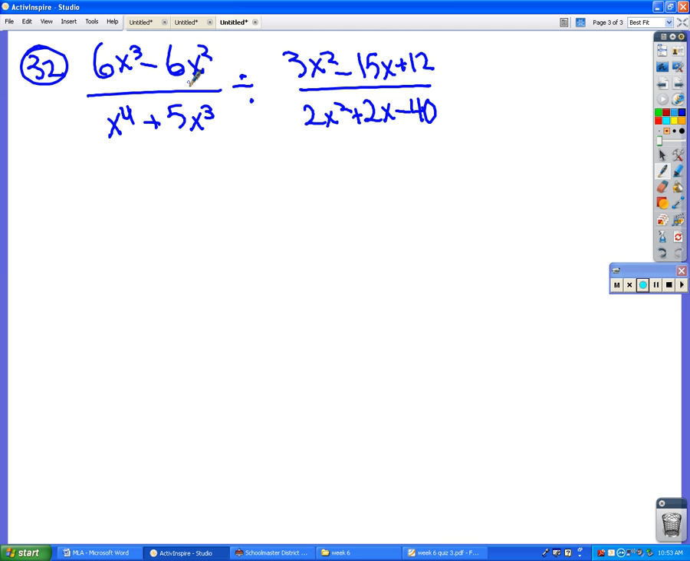What can I factor out of 6x cubed and 6x squared? 6x squared. So that would leave me x minus 1. That was not too bad. What can I factor out of x to the 4th and 5x to the 3rd? x cubed. So that would leave me x plus 5. Okay, let's stop there because Taylor said he's confused.